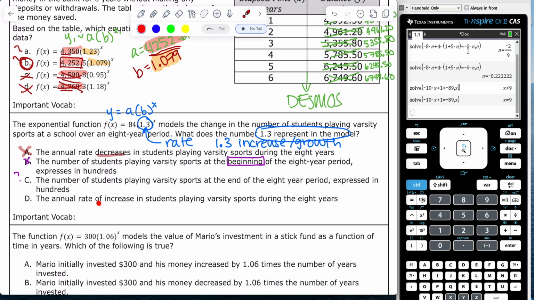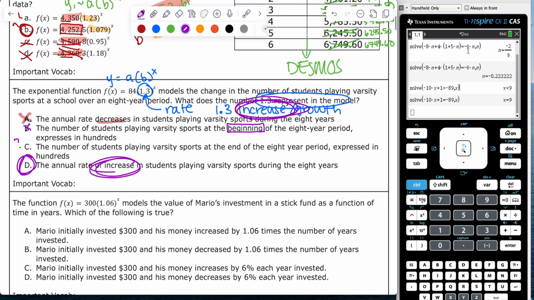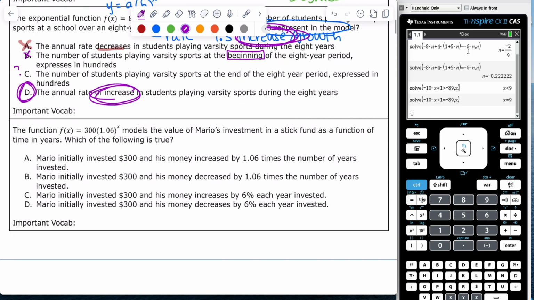D, the annual rate increases in students playing varsity sports during the 8 years. So I know I wrote down increase. That means D should be my answer right there. D would be my answer. Okay. So now let's look at the last one.